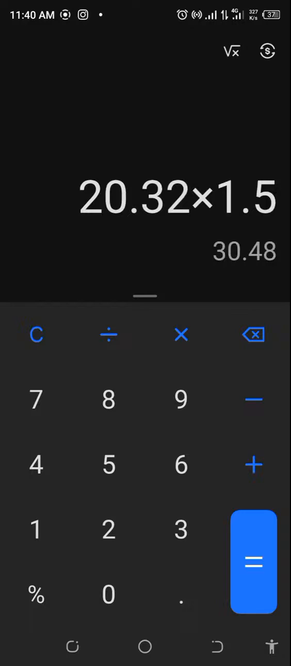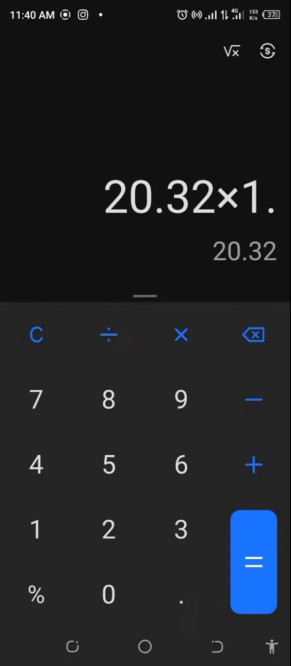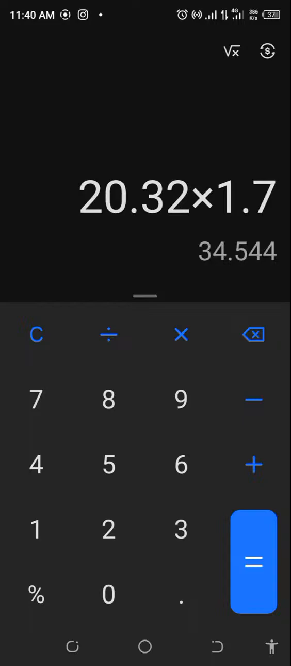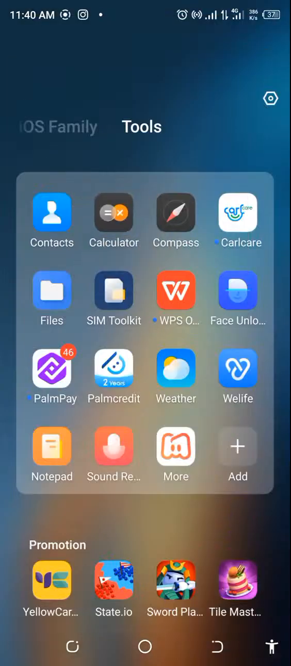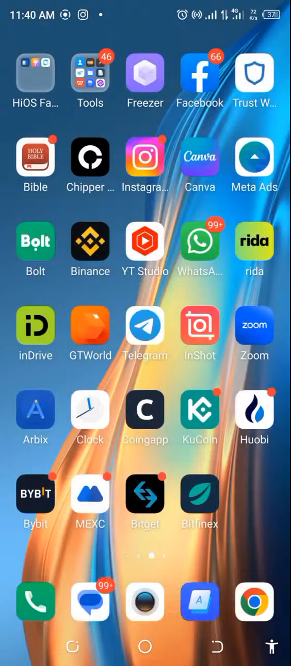So that's gonna give me 20.32, okay, times, let's say 1.5. What's that giving me? Oh, it's more than 1.5, 1.8. Okay, 1.7. Oh, looks like 1.7-ish. That's fine. So let's quickly go ahead and try this out and see how this works.